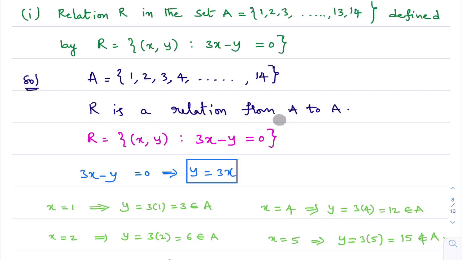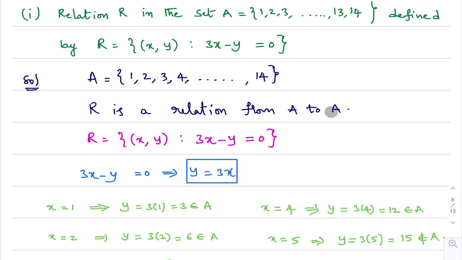If R is a relation from A to B, then x is present in set A and y is present in set B. Just go through the definition of relation, which comes from the Cartesian product definition: the set of all ordered pairs from A and B. Here R is a relation from A to A, so x is present in set A, and y is also present in set A.